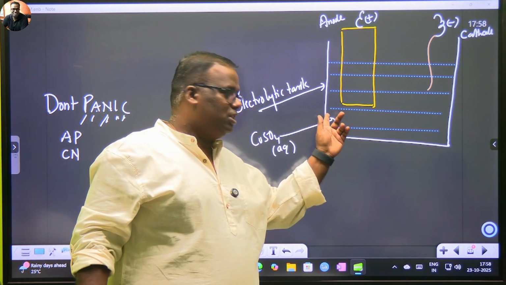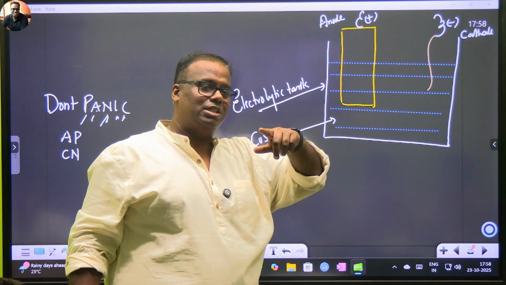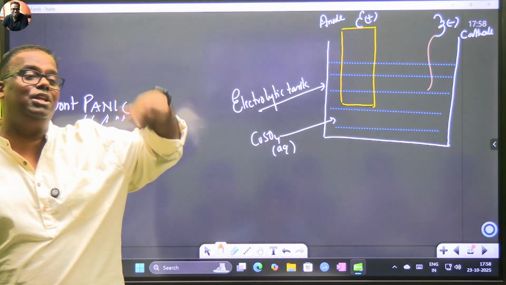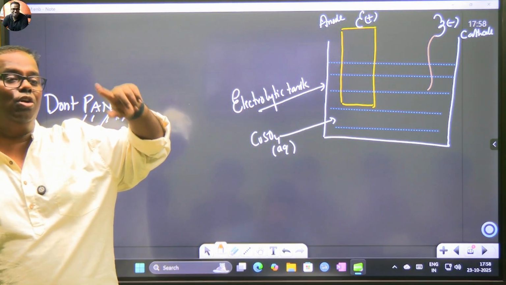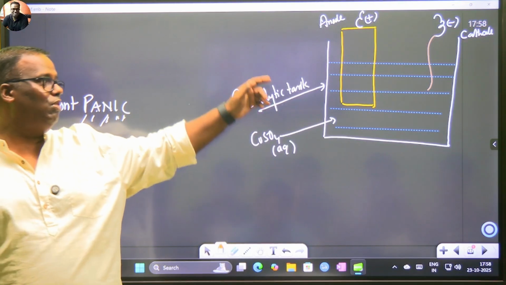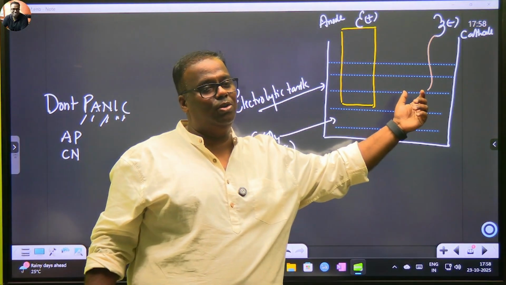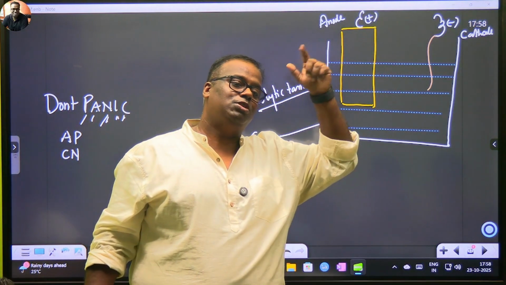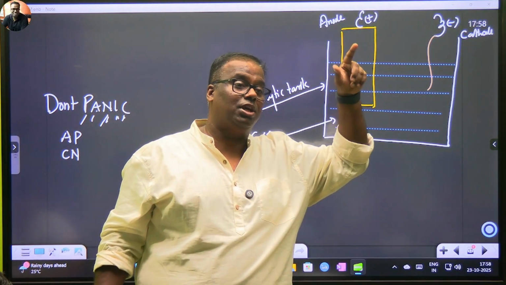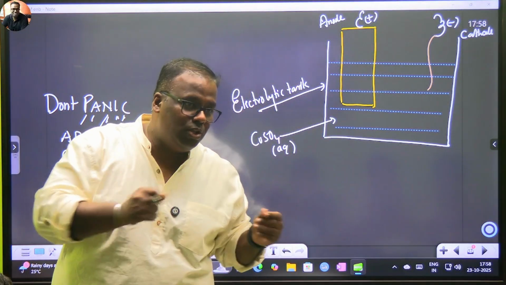Whether you are in this type of cell or in an electrochemical cell, oxidation will always happen at the anode. Oxidation always happens at the anode. There you will find oxidation happening on the anode, and the anode will be the one connected to the positive, and it has to be connected to the positive.